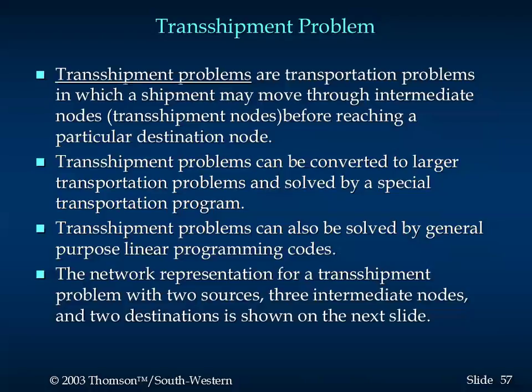Transshipment problems are transportation problems in which a shipment may move through intermediate nodes called transshipment nodes before reaching a particular destination. So this is how we design supply chains. We have supply points. We have to look for where are warehouses, where are distribution centers, where are retail outlets, and where are customers. Transshipment problems can be converted into larger transportation problems, but anyway, we'll just do it through Excel. That's the simplest. It can also be solved through general LPP, and the network representation, for example, is as follows.